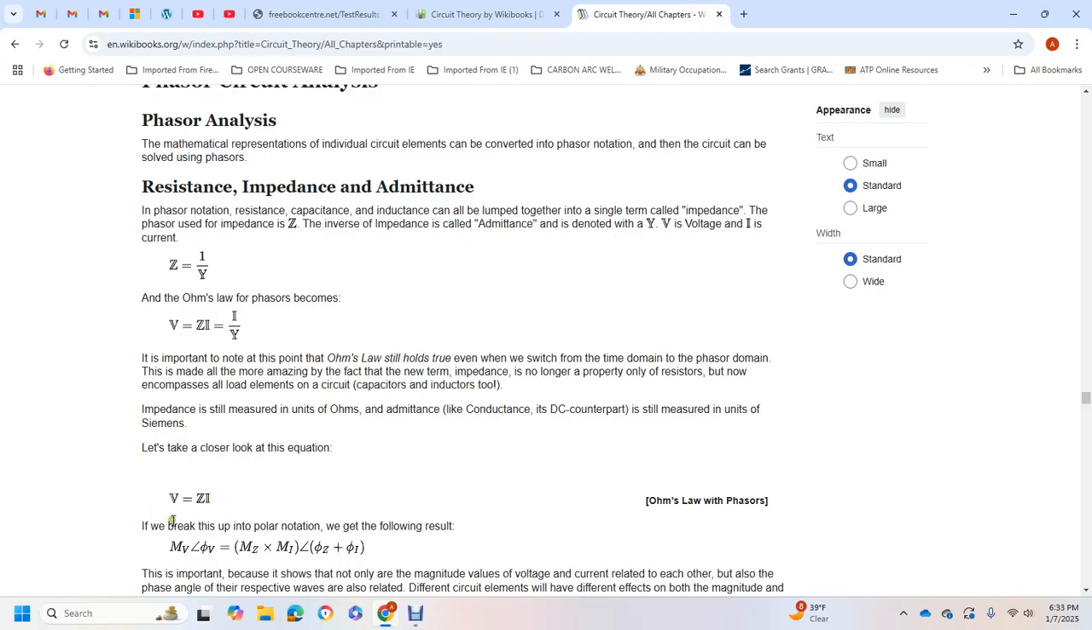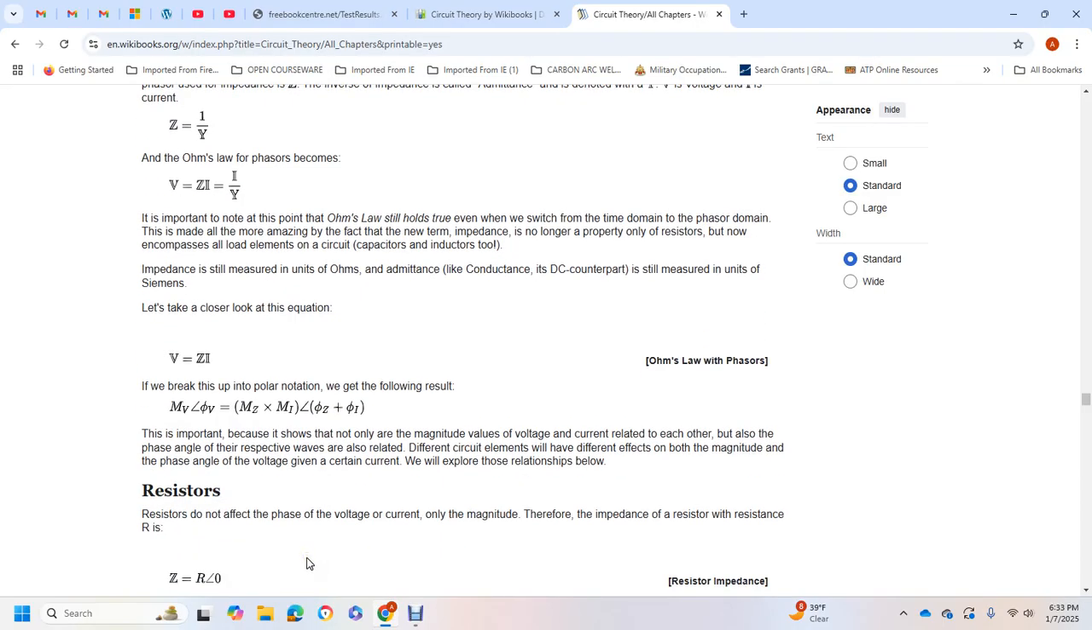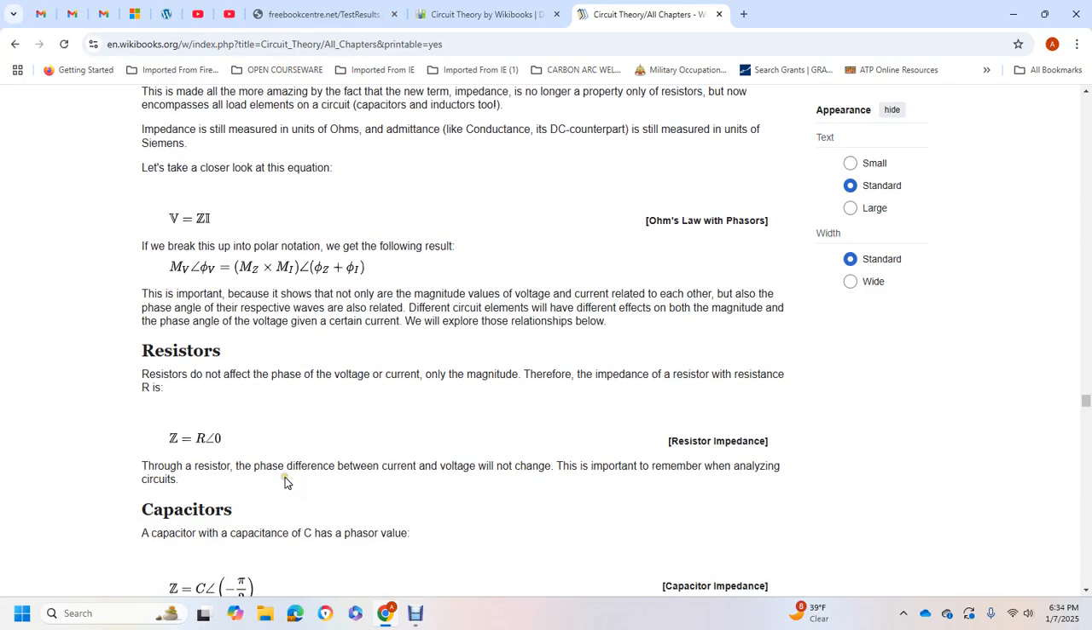Voltage is equal to the impedance times the current. We bring this to polar notation: the magnitude of the voltage with its phase angle is equal to the magnitude of the impedance times the magnitude of the current, with the phase angle of the impedance plus the phase angle of the current. This is important because it is not only the magnitude of the current and voltage that are related to each other, but also the phase angle with respect to the wave. We will explore the different effects of the different circuit elements on the magnitude and phase angle of the voltage given a certain current.